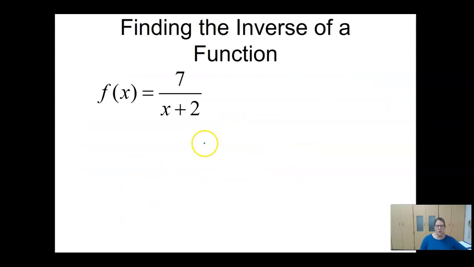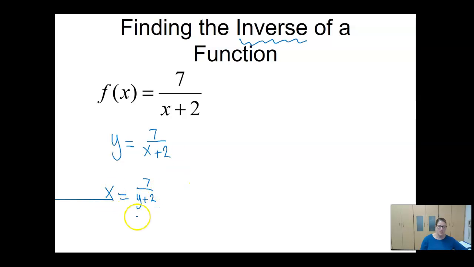Alright, so if we're looking at an equation of a function and we want to find the inverse, again, x and y are going to have to trade places. So remember that f of x is the same as y. They can be interchanged. F of x equals y. So I could write this as y equals 7 over x plus 2. And then if I want to find the inverse of that, I'm just going to trade the x and y in the equation. So instead of y equals 7 over x plus 2, I'll have x equals 7 over y plus 2. So that's the first step to changing our function to the inverse.